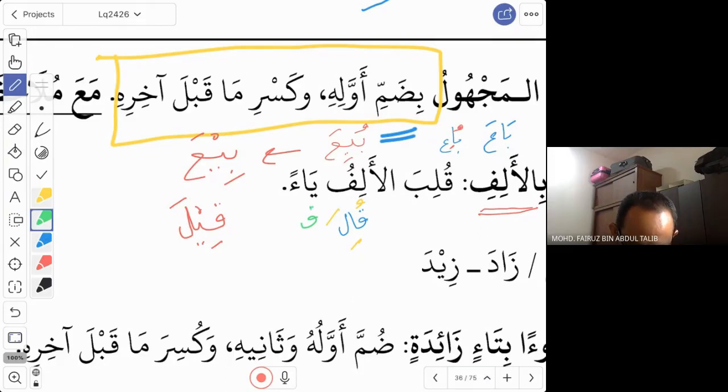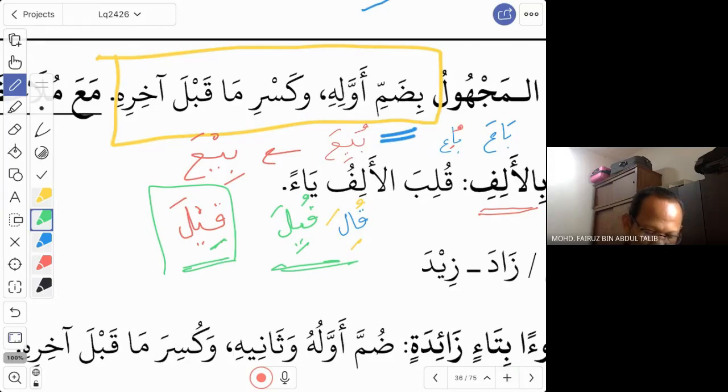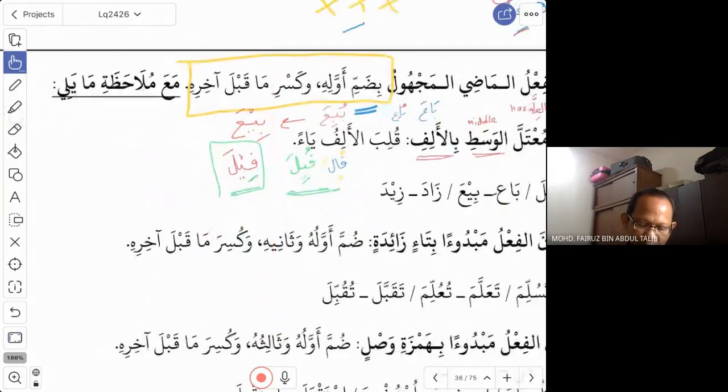Then you change it to ya. Uyila. Again, uyila is difficult for them to read. Then they change this ku to qi. So in the end, it becomes qila. So these are the details, but we are not interested in the details. We just memorize ba'a, bi'a, done. Ba'a becomes bi'a. Qala becomes qila.